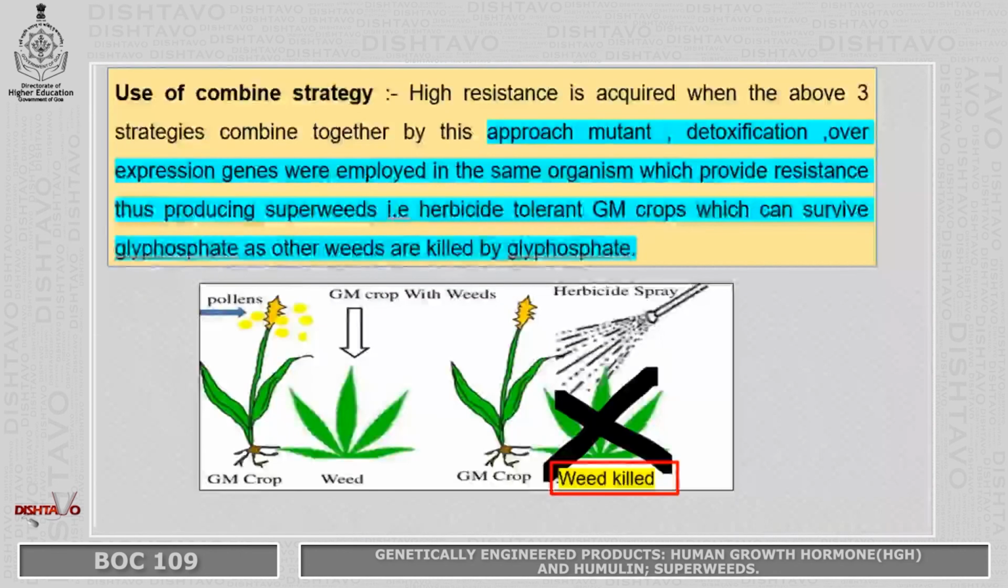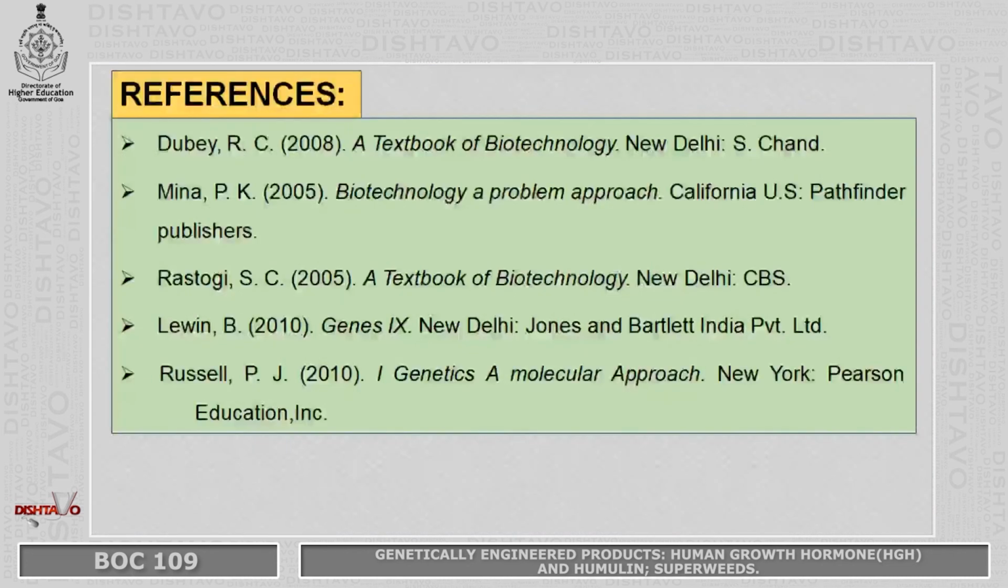Now, these three genes are combined in a single genetically modified crop which is tolerant to herbicides. In this picture, you can see the genetically modified crop and a weed. Then there is a spray of herbicide and the weed gets killed, whereas the crop survives. So, this is the concept of superweeds, which is used in genetic engineering.